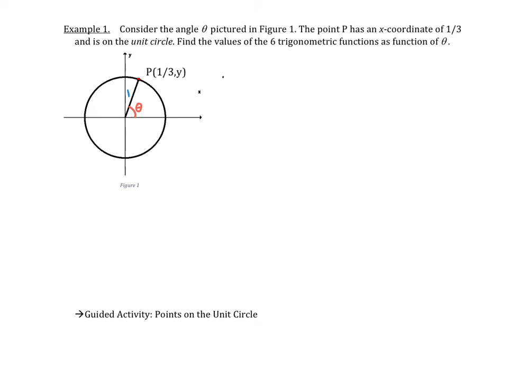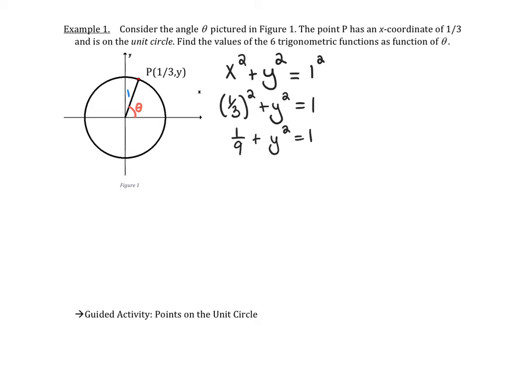So if we started writing these out, sine of theta is y over r, we would realize that we need to know what the y value is, and we don't have the y value. So let's go ahead and take a little detour and find the y value first. We know that the Pythagorean theorem is the underlying relationship on these circles, and since this is a circle of radius 1, x squared plus y squared equals 1 squared. I know that x is 1/3, but I don't know what y is. So I have 1/3 squared plus y squared equals 1, or 1/9 plus y squared equals 1.